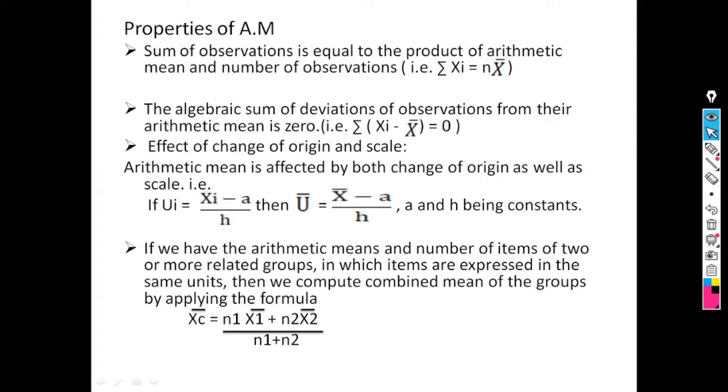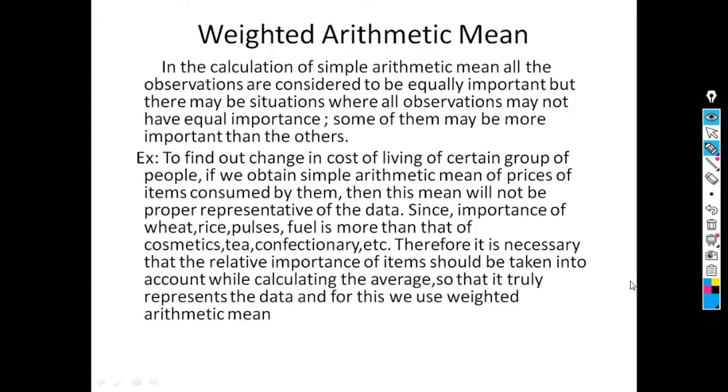Now in this lecture we will see weighted arithmetic mean, correcting wrong value, and merits and demerits of arithmetic mean. Let's start with the topic weighted arithmetic mean. In the calculation of simple arithmetic mean, all the observations are considered to be equally important. But there may be situation where all observations may not have equal importance. Some of them may be more important than the others.